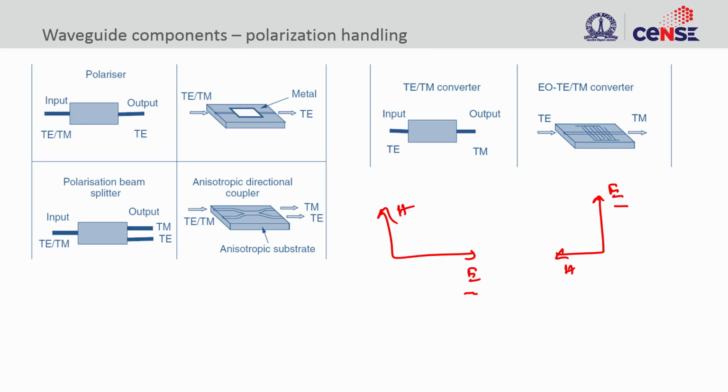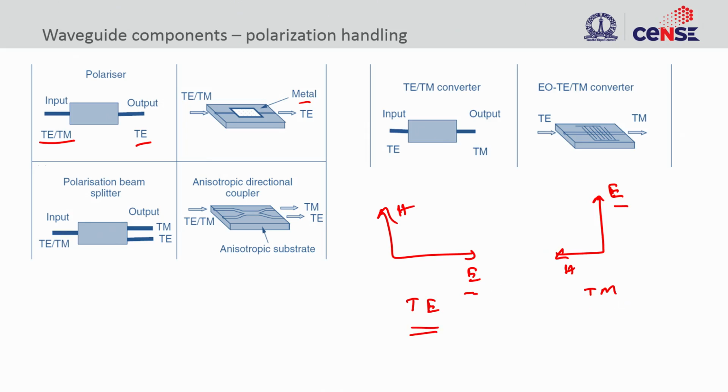So, we use polarizers to filter out only one kind of polarization out of randomly polarized or unpolarized light. If the input is TE and TM combined, then you want to only take out TE. What kind of functionality can I do? One easy way to do that is by using a very simple metal on top of the waveguide. This is transverse electric and transverse magnetic. In the TM configuration the electric field is vertical. I only want TE, I do not want TM passing through my waveguide.